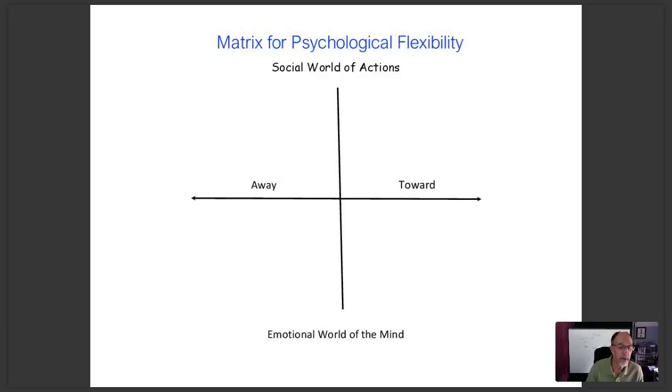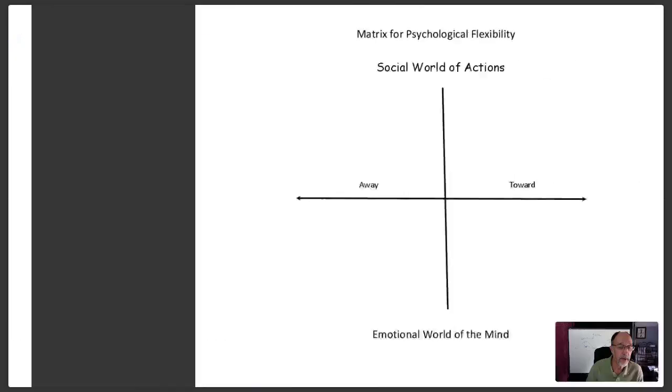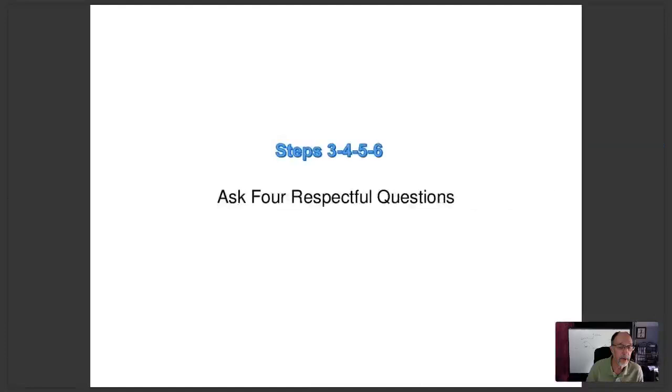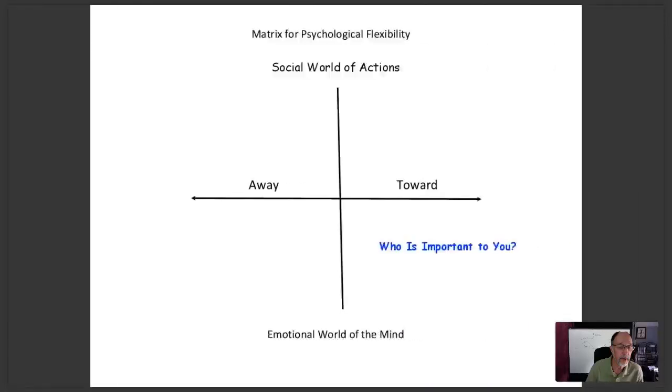So then I would say, is it okay if I show you how it works? And I would pause. And now we're going to be moving along here, asking the 4 respectful questions, I call it. So that would be steps 3, 4, 5, and 6. So we start with the first question, right? And I'm going to ask this question: who is important to you? Now, somebody would like to just very quickly pop in there one thing, one person that is important to you, as a way of chatting it in.